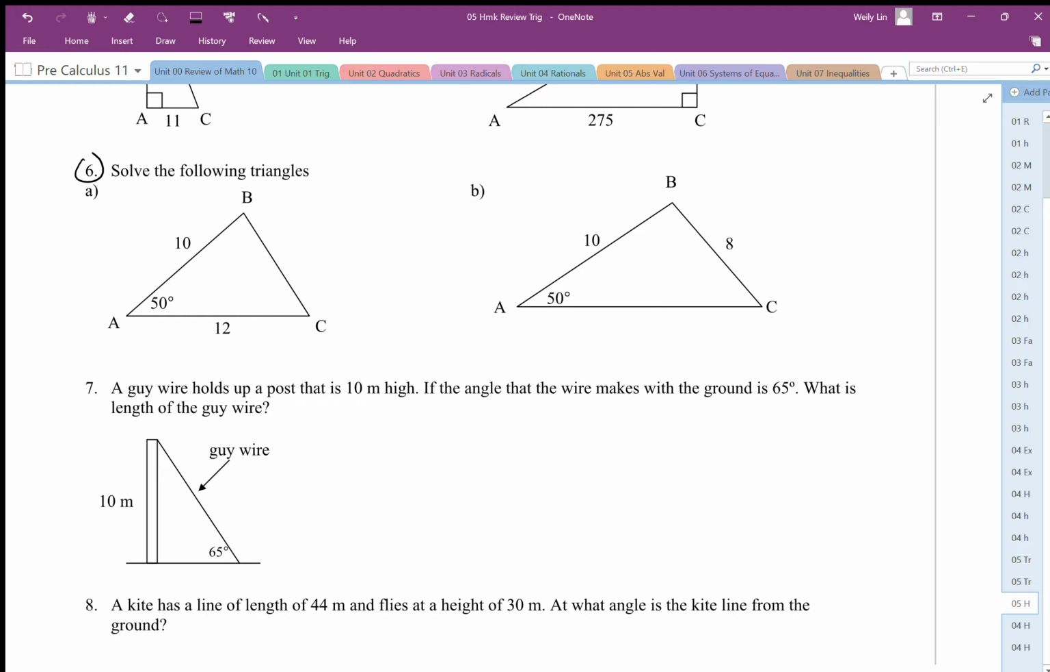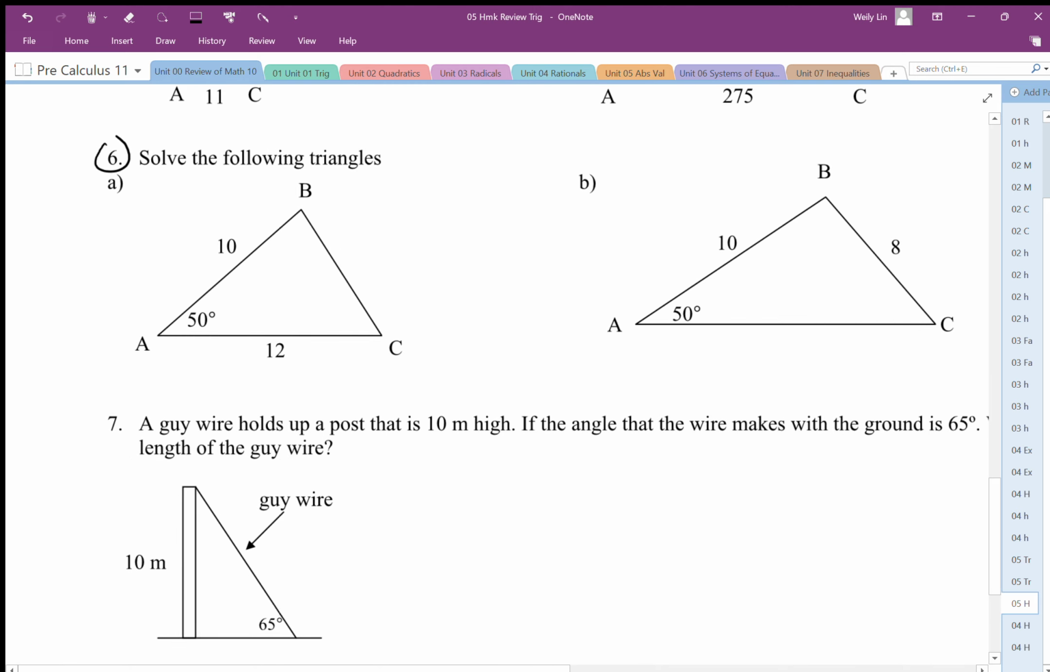So question number 6a says solve the triangle. So I need to find the angle B, angle C, and the third side A. And I need to recognize that I either have to use the sine law or the cosine law. So in this case I have side, angle, side. So that means I need to apply the cosine law.